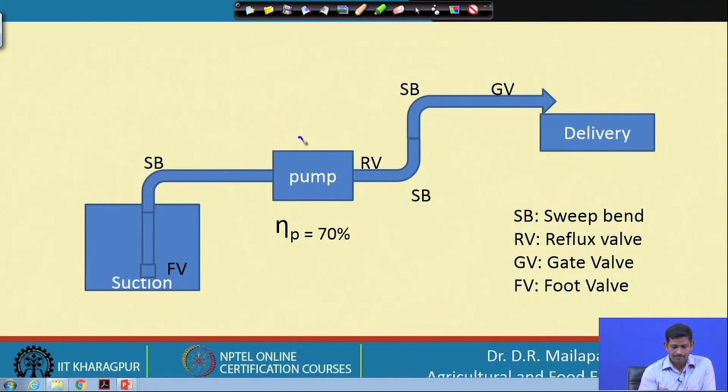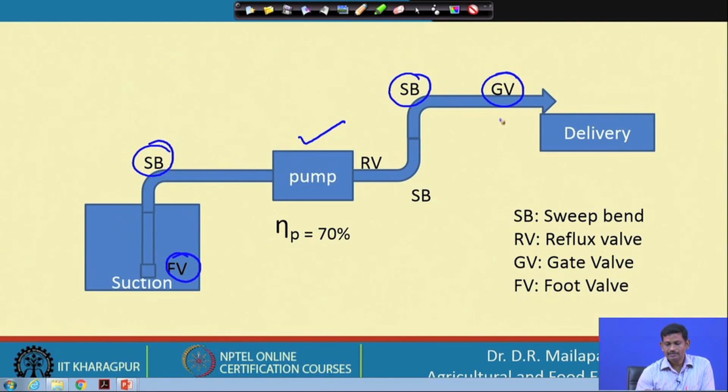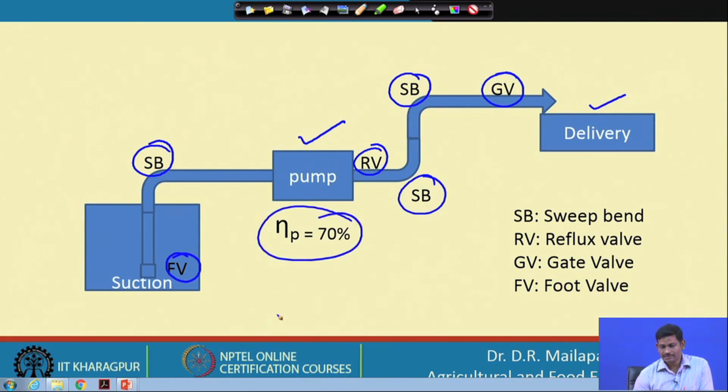So, this is the pump. This is the suction line, and at the end there is a foot valve. Here there is a sweep bend, this is a gate valve, a reflex valve, there is another sweep bend here, and this is the delivery. The pump has 70% efficiency.